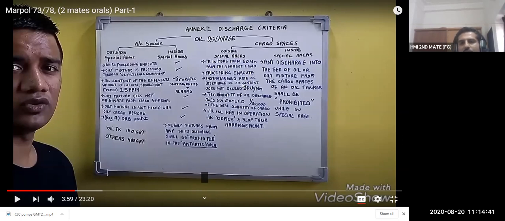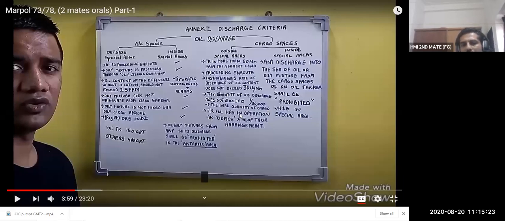Then the instantaneous rate of discharge should not be more than 30 liters per nautical mile. So in 1 nautical mile, when the ship is moving, you cannot discharge more than 30 liters of this oily water mixture. Then how much should be the oil in this? The total quantity of oil discharged should not exceed 1 by 30,000 of the total quantity on board. So if you have loaded 30,000 tons of cargo, then 1 ton maximum of cargo you can discharge into the sea in total.